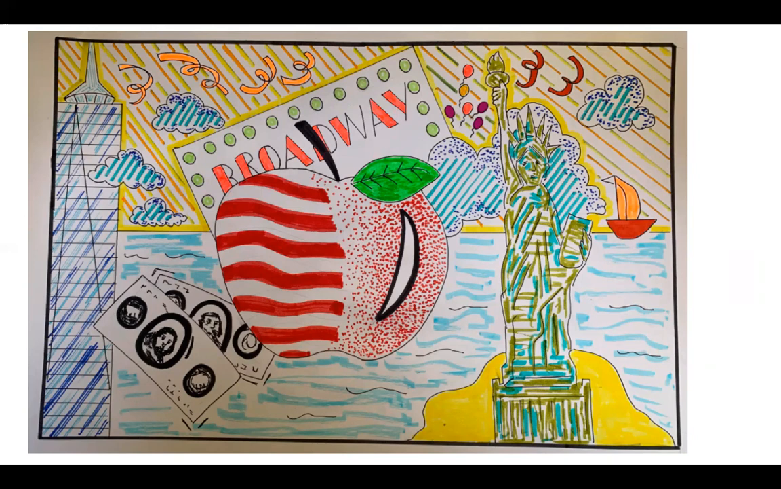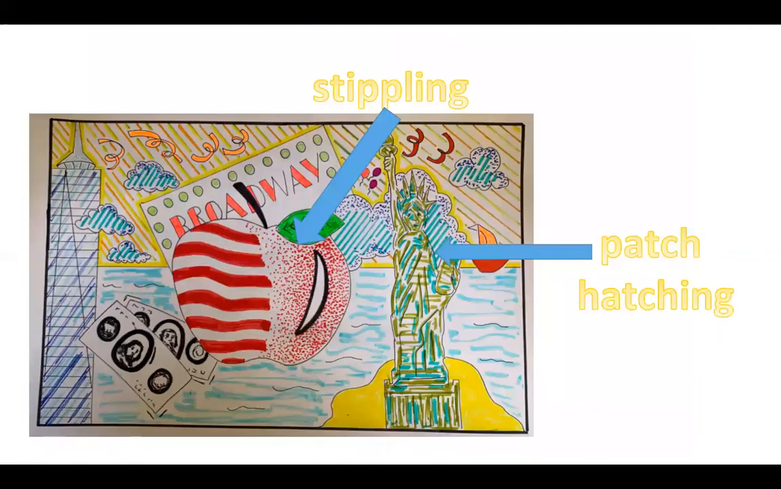So you will notice that I have lines and that my lines on a skyscraper go a different direction to the lines as my background. So I have chosen again to do different colours lines on my clouds. And then you'll notice that I have this dotty effect known as stippling on my clouds. So you can see that I've also used stippling on the red apple there. I've used patch hatching on the Statue of Liberty.